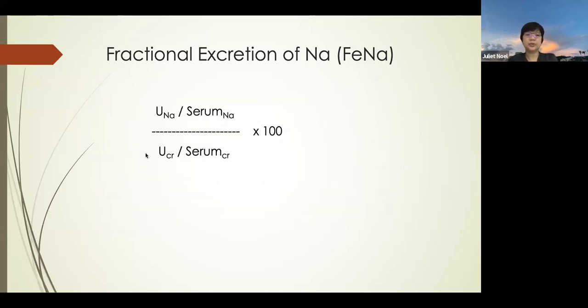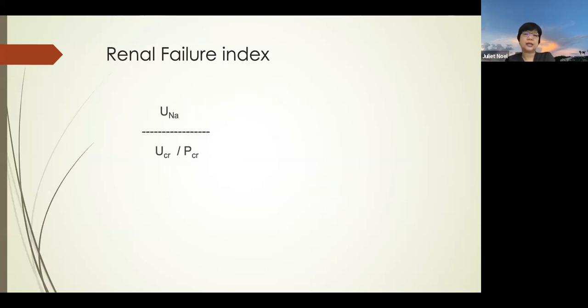So how do you compute it? Urinary sodium divided by serum sodium, as a quotient, divided by the quotient of urine creatinine and serum creatinine, then you multiply it by 100. Whereas the renal failure index is urinary sodium divided by the quotient of urinary creatinine and plasma creatinine.